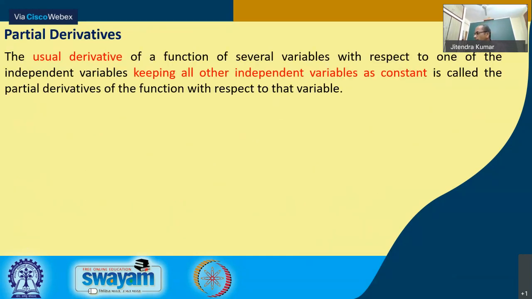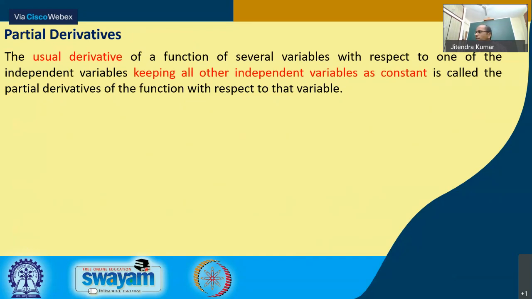And now a very interesting part, maybe another 5 minutes I will go through, and then maybe I will look into your queries. So the usual derivative of a function of several variables with respect to one of the independent variables, keeping all other independent variables as constant.